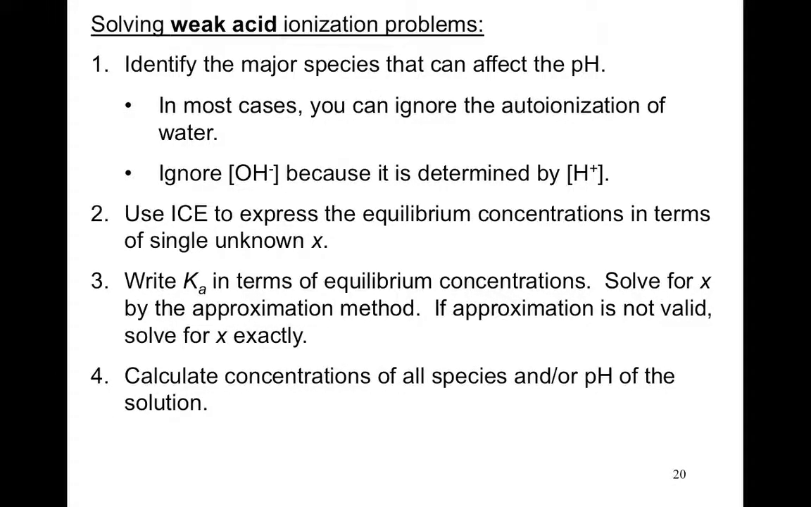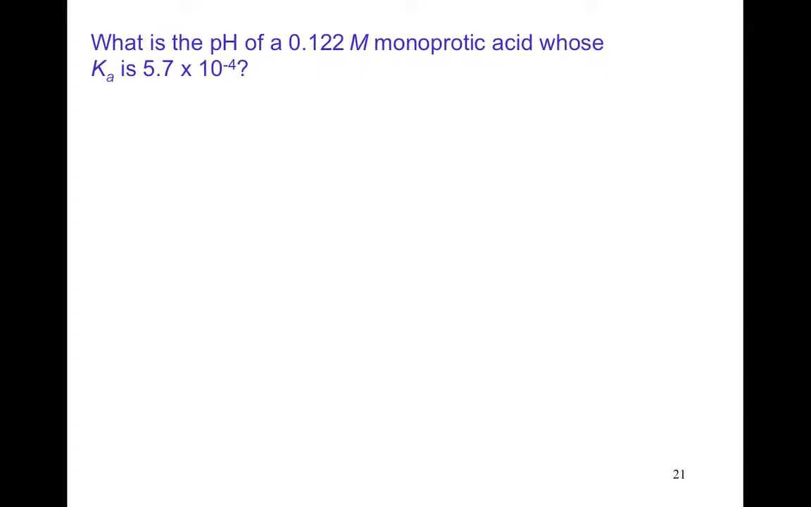Calculate the concentrations of all the species, or the pH, whatever they're asking you to calculate. Here we can see one where they don't actually give us the identity of the acid, and that's fine, because we can still write out that general equation. What's the pH of 0.122 molar monoprotic acid if its Ka is 5.7 times 10 to the negative 4? So we can write out an equation.